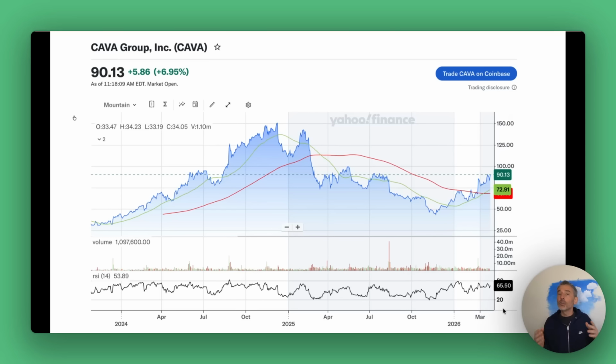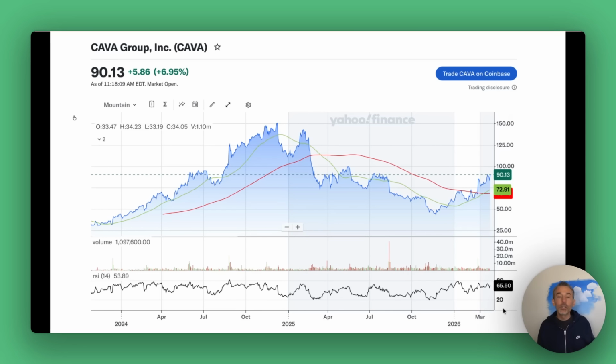And even though I don't use technical analysis that much, it is worth pointing out that we are now in a stage 2 uptrend where Cava is above both its 50-day and 200-day moving averages, and that 200-day moving average is about to go up as well.